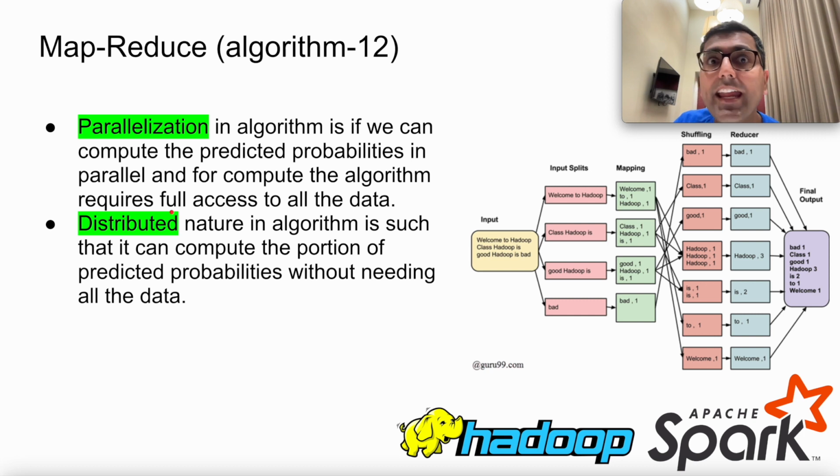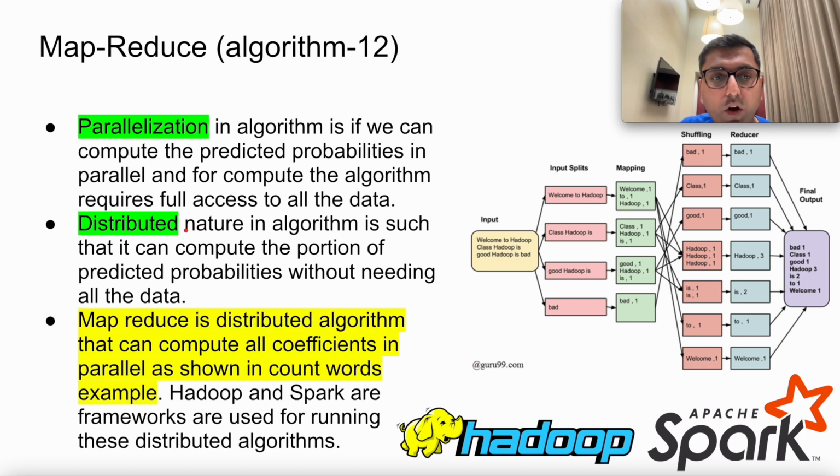Because if you remember, even in KNN, you had to find out the distance of a given data point with all the data points in the data set. That's expensive. So what if you could do that in parallel and in a distributed fashion, wherein you don't need the whole data set, but you can still compute. So Mapreduce does that. It's a distributed algorithm and computes all coefficients. In this case, the coefficients here are like the count, but it could be a complex coefficient with a lot of compute involved.